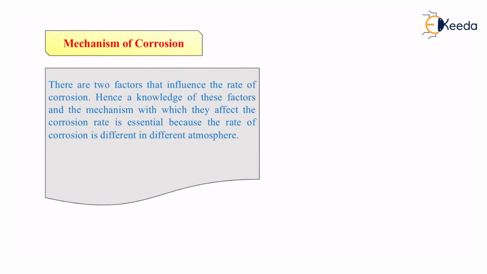If we know that the entire speed of corrosion is affected by only two factors, then it becomes very easy for us to know those two factors. It is very crucial so that we can try to control those factors and keep the different metals from corroding. It is essential because the rate of corrosion is different in different atmospheres. Always remember, metals will react differently when they are placed in different atmospheres. That is the importance of corrosion.